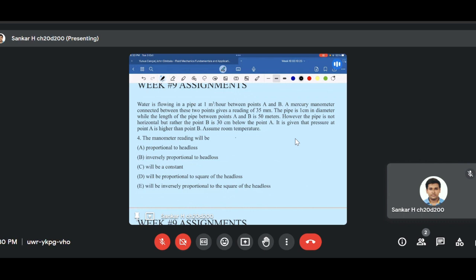So the manometer limb reading will be basically rho times the manometric fluid, which is mercury, times g times h in the limb, and that is proportional to the head loss. So the correct answer is option A. The manometer reading will be proportional to the head loss.